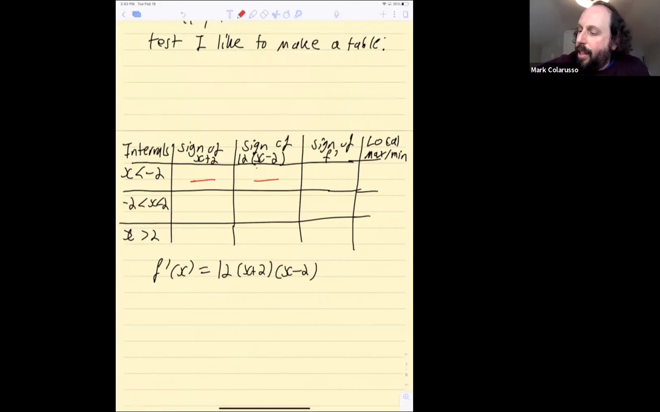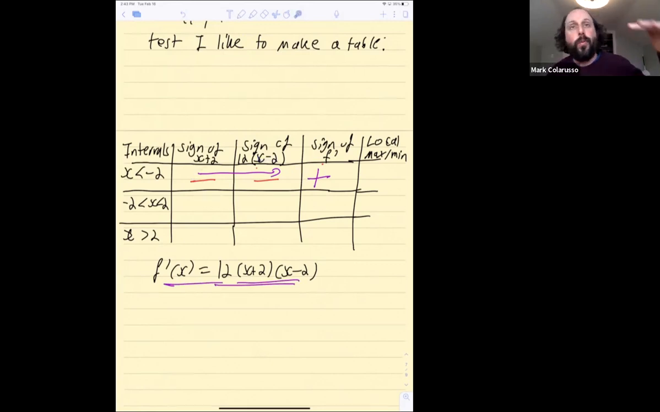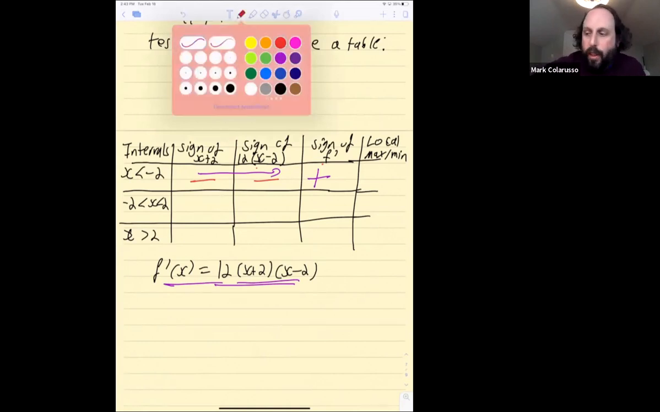So this is negative. Now, to figure out the sign of f prime, I just read across the row, multiplying signs. This is the beauty of this system. Minus times minus is positive. That's exactly why I set up the table this way: f prime is a product of these factors, so the resulting sign is a product of the signs of the factors. So you can just read it off by multiplying signs across the row. So that's a plus. I'll do the next row, and then you can do the last. I'll tell you what it is, but you should figure it out for yourself.